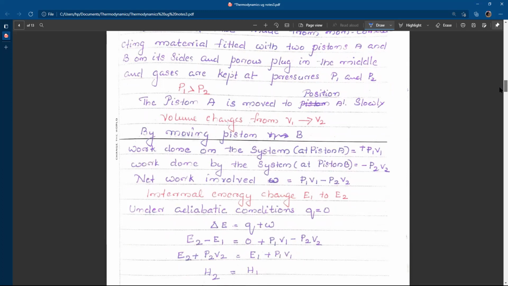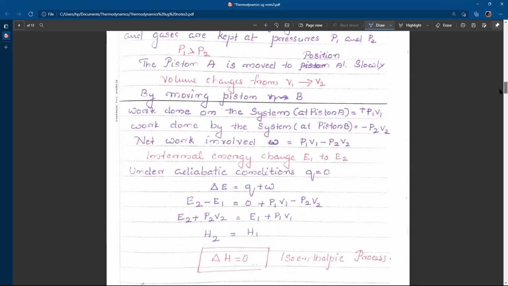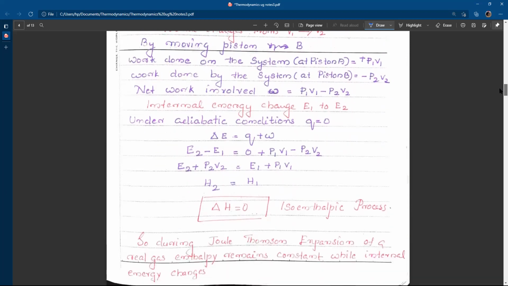Internal energy changes from E1 to E2. Under adiabatic condition, Q is equal to 0. Delta E is equal to Q plus W. E2 minus E1 is equal to 0 plus P1 V1 minus P2 V2. So E2 plus P2 V2 is equal to E1 plus P1 V1. We know that E plus PV is enthalpy H. So H2 is equal to H1. That is delta H is equal to 0. So Joule Thomson expansion is an isoenthalpic process.